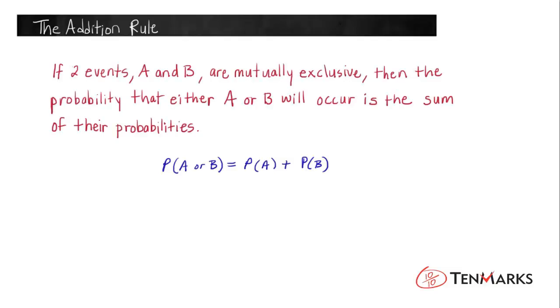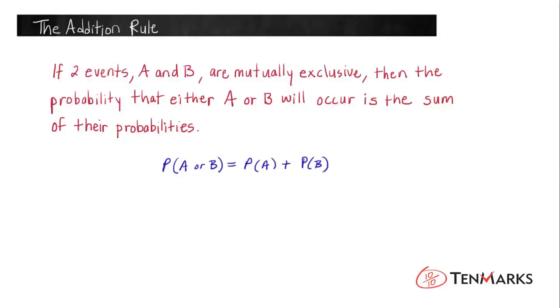In this lesson, you'll learn about the addition rule. The addition rule says that if two events A and B are mutually exclusive, meaning they can't happen at the same time, then the probability that either A or B will occur is the sum of their probabilities. In other words, the probability of A or B happening is the same as the probability of A happening plus the probability of B happening.